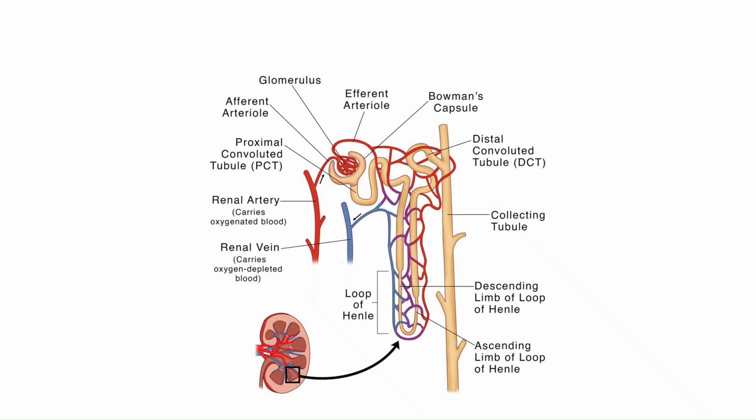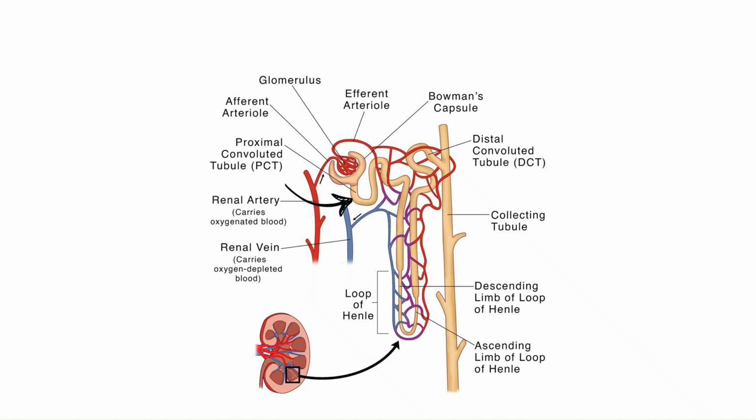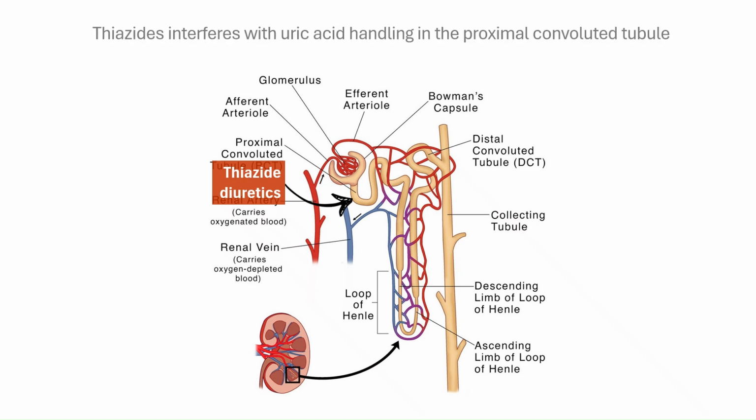Normally, uric acid is freely filtered at the glomerulus, then partly reabsorbed and secreted in the proximal tubule. The kidneys strike a delicate balance, deciding how much uric acid to keep and how much to eliminate through urine. But thiazides disrupt this balance. Although their main site of action is the distal tubule, thiazides also act in the proximal convoluted tubule, where they interfere with uric acid handling.